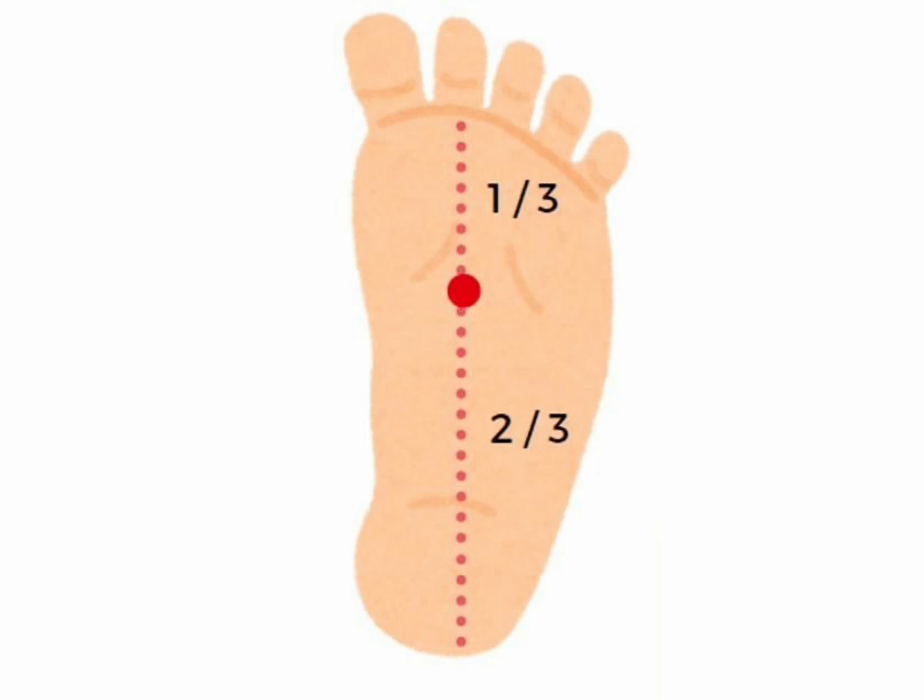Kidney 1, Yongquan, Gushing Spring. Located under the soles of the feet, point is 1/3 from the top. Functions: the lowest acupoint of the body. Descending action, returns the unrooted back to its source, calms the mind.